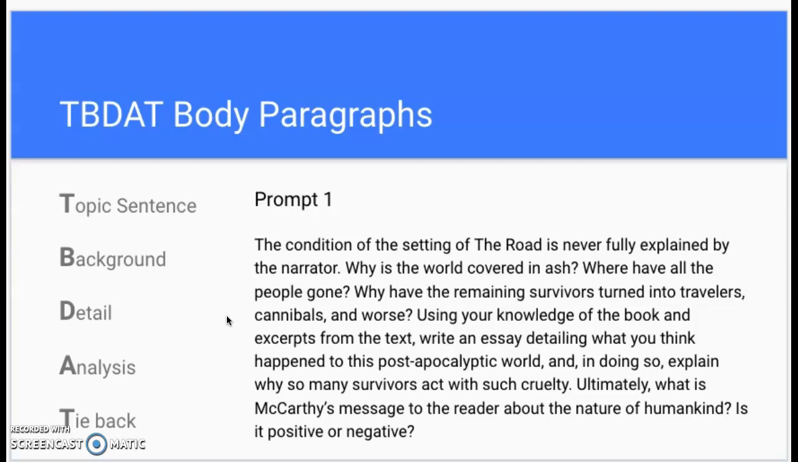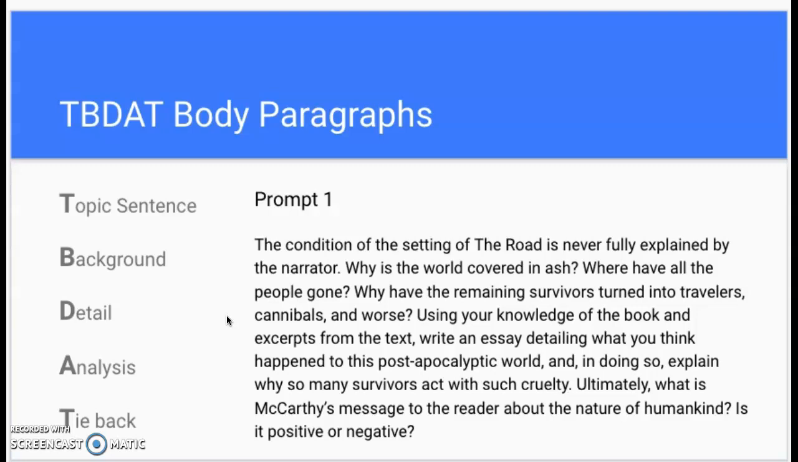Just to refresh, the body paragraph is going to respond to prompt 1, which is the condition of the setting of The Road is never fully explained by the narrator. Why is the world covered in ash? Where have all the people gone? Why have the remaining survivors turned into travelers, cannibals, and worse? Using your knowledge of the book and excerpts from the text, write an essay detailing what you think happened to this post-apocalyptic world, and in doing so, explain why so many survivors act with such cruelty. Ultimately, what is McCarthy's message to the reader about the nature of humankind? Is it positive or negative?